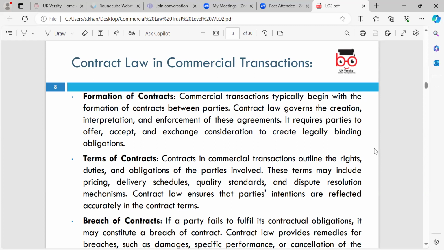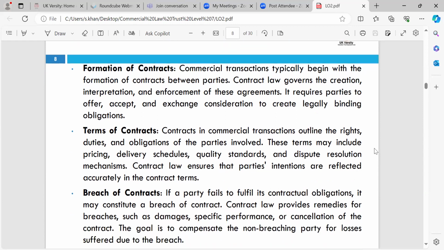So it's really, really important that these are taken into account when you are trying to draft a commercial contract. So the terms of the contract, as we mentioned, in commercial transactions outline things like the delivery time. It could be the rights and duties.